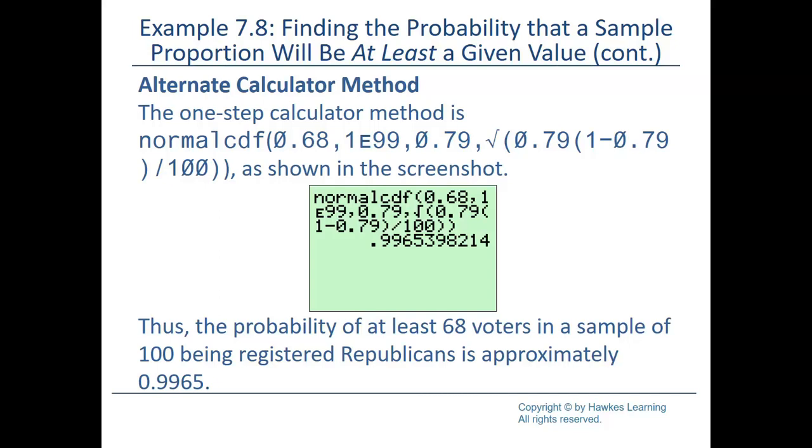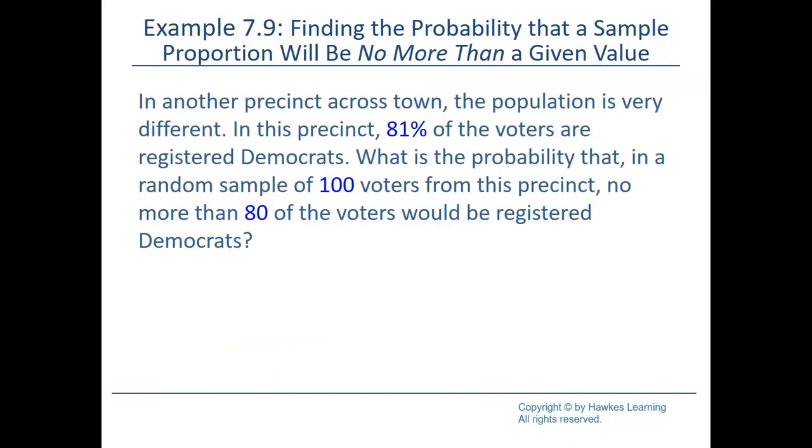You will have at least 68 voters that meet that requirement of being a Republican, which kind of makes sense when you think about it, because the proportion of the population was 79%. So having at least 68, you're kind of still within that range.